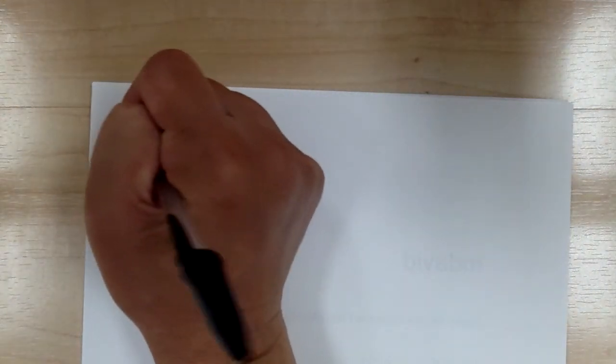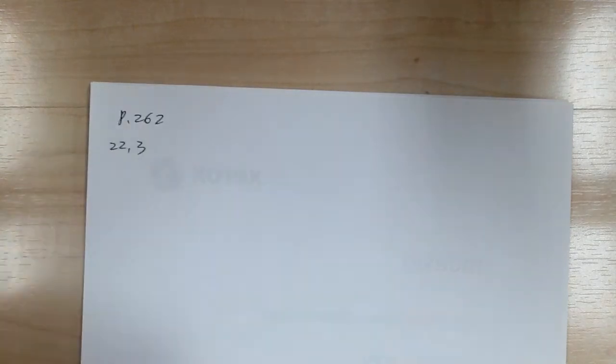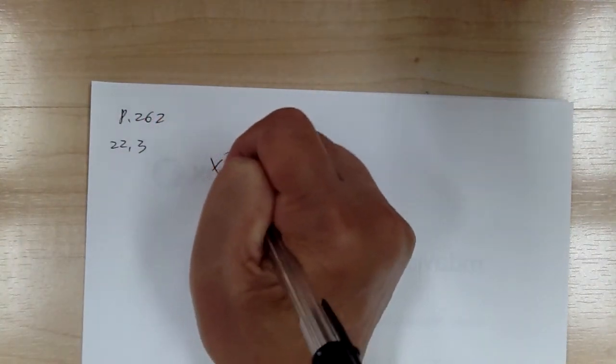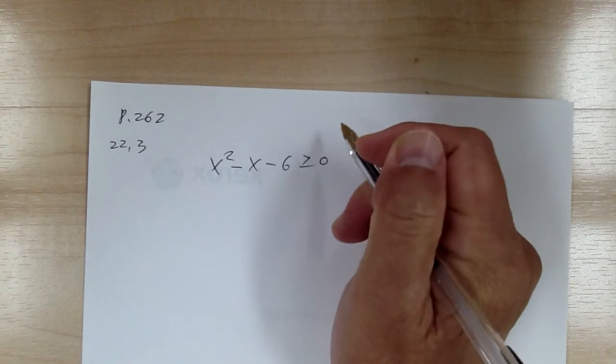Okay, let's go to page 262, and this lesson is 22.3. This one has to do with quadratic inequalities. So if you have, like, x squared minus x minus 6 is greater than or equal to 0.